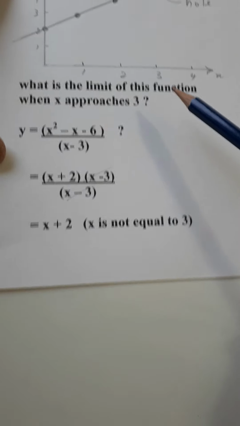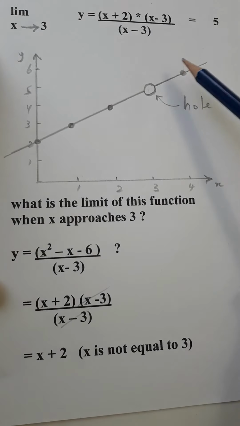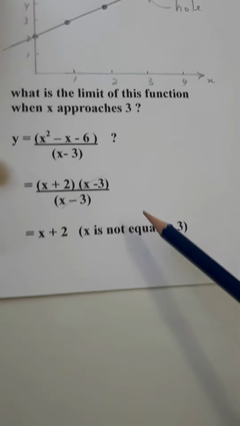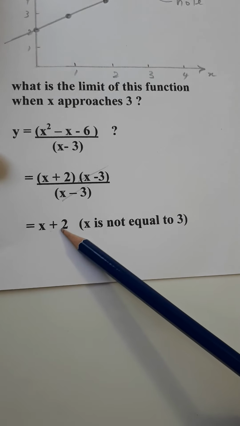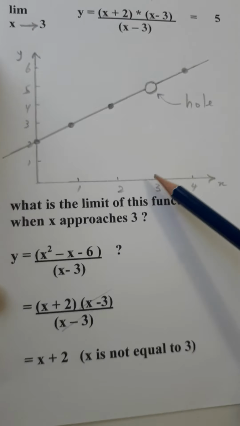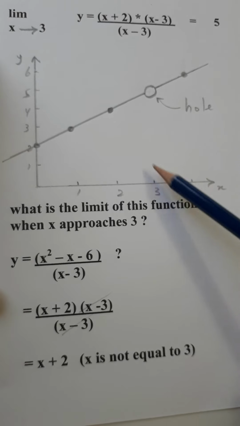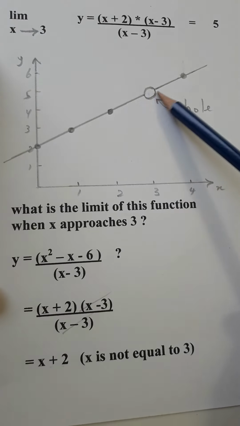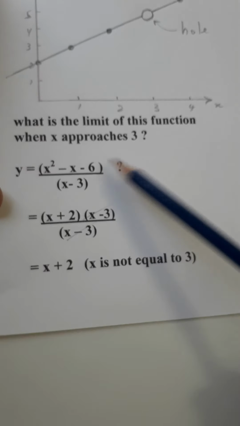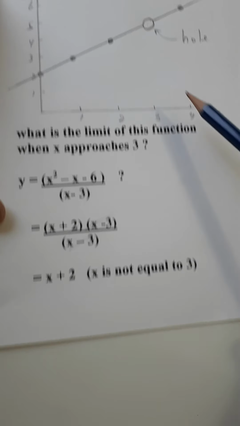So that means your graph will look like this, but you can simply substitute x equals 3 into here: 3 plus 2, 5, and you can see there's a hole at 3 and 5. So we can simply say that the limit of this function is equal to 5.